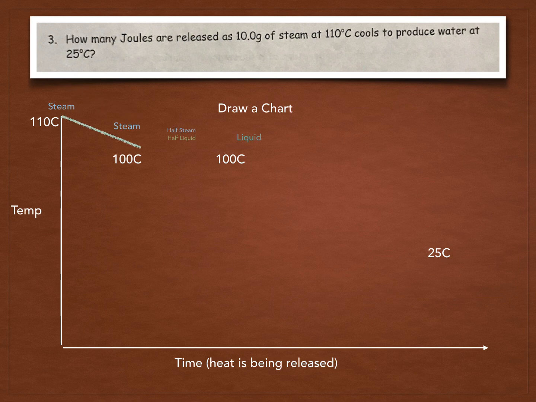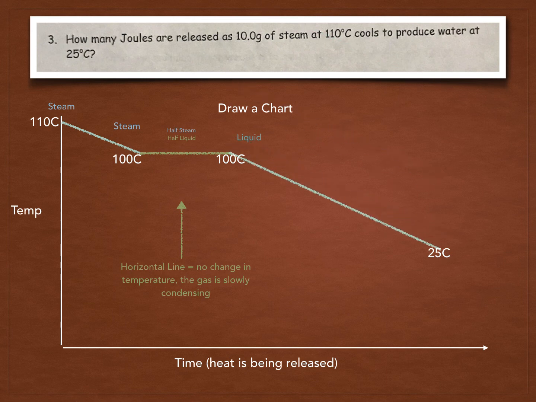Draw a chart. The temperature starts at 110 degrees Celsius and reduces to 25 degrees Celsius, so the line will either be decreasing or horizontal. The phase change cannot begin until the steam has cooled down to 100 degrees, so the first section will be cooling from 110 to 100 degrees Celsius. Once the steam has reached 100 degrees Celsius, the boiling point and the condensation point, it will continue to release heat in the form of condensing. There's no temperature change, so it's a horizontal line.